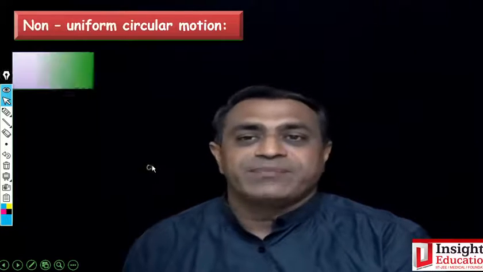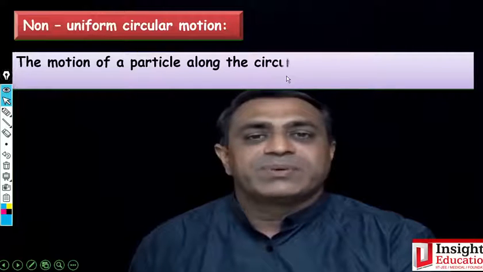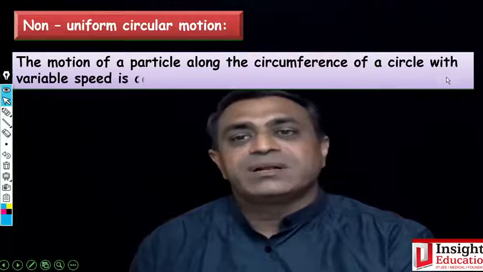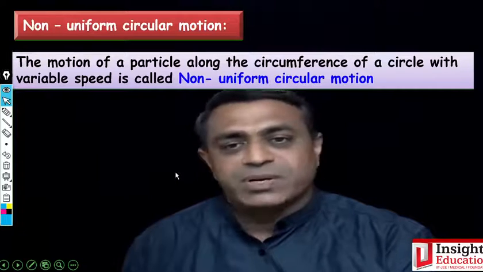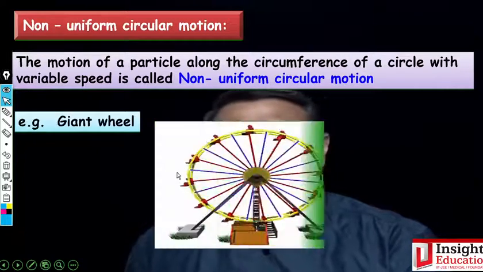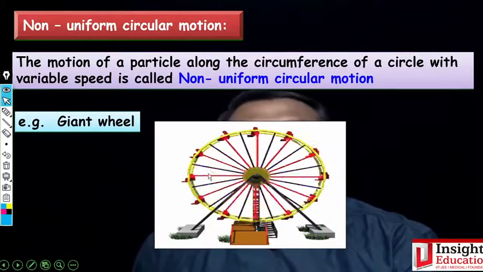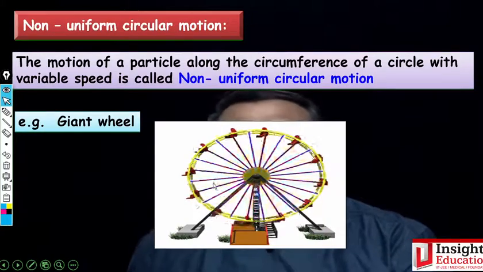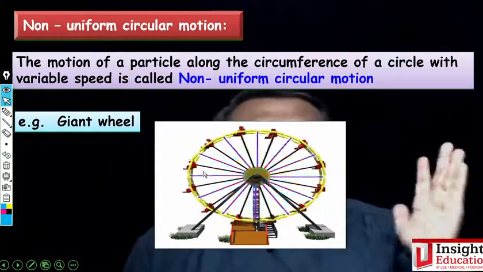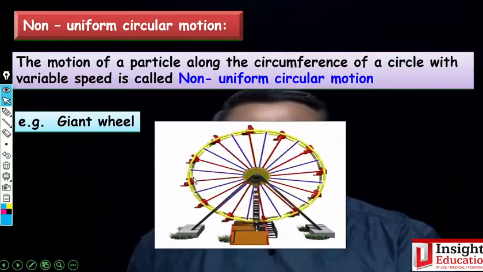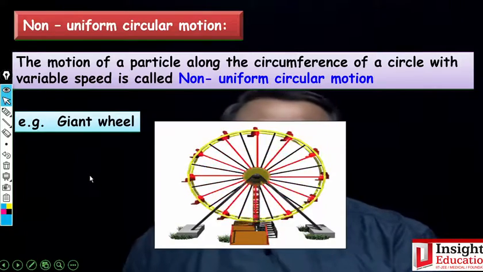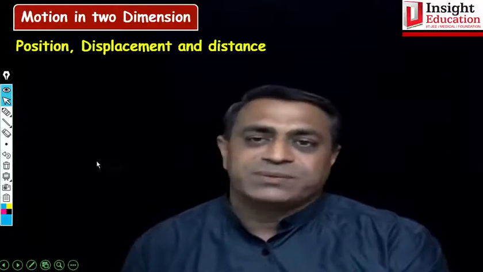In non-uniform circular motion, speed changes with respect to time. Motion of a particle along the circumference of a circle with variable speed is called non-uniform circular motion. For example, the motion of a giant wheel: initially speed is 0, then speed increases, after some time it becomes constant, then again speed decreases or may increase. Here we can apply non-uniform circular motion.